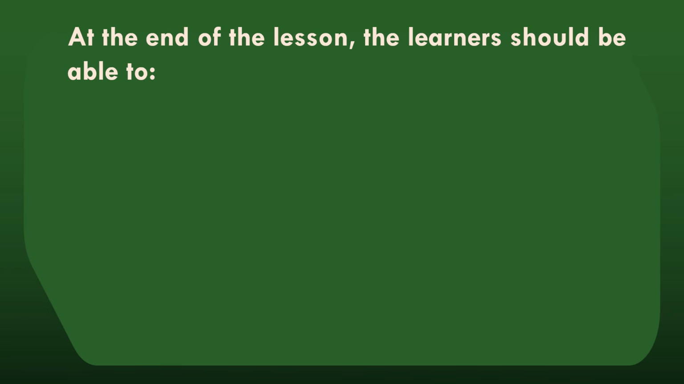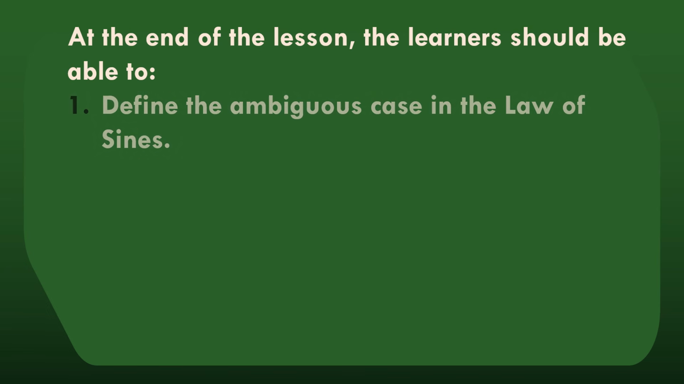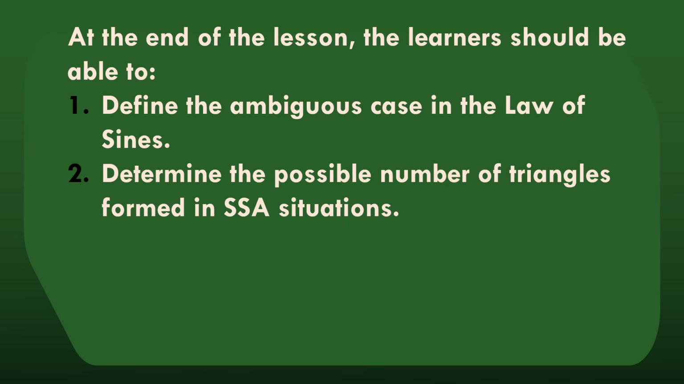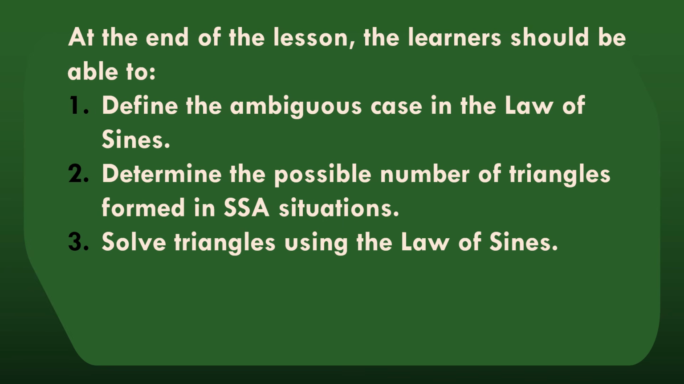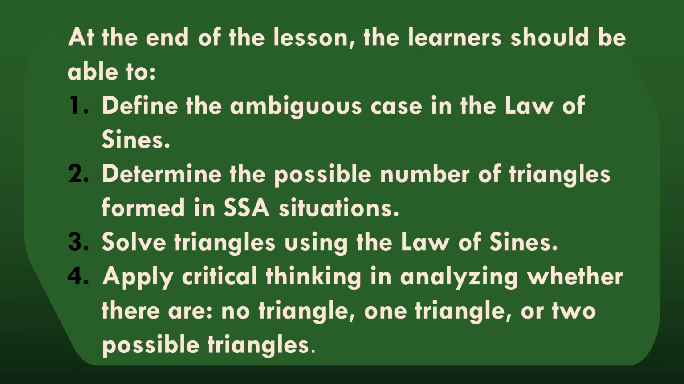At the end of the lesson, the learner should be able to, first, define the ambiguous case in the law of sines. Second, determine the possible number of triangles formed in SSA situations. Third, solve triangles using the law of sines. Fourth, apply critical thinking in analyzing whether there are no triangle, one triangle, or two possible triangles.